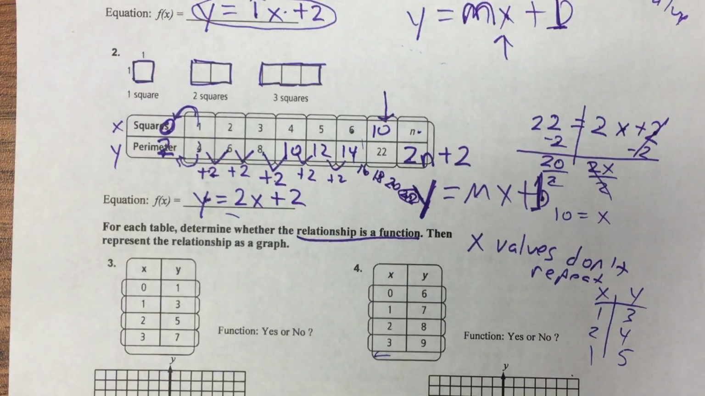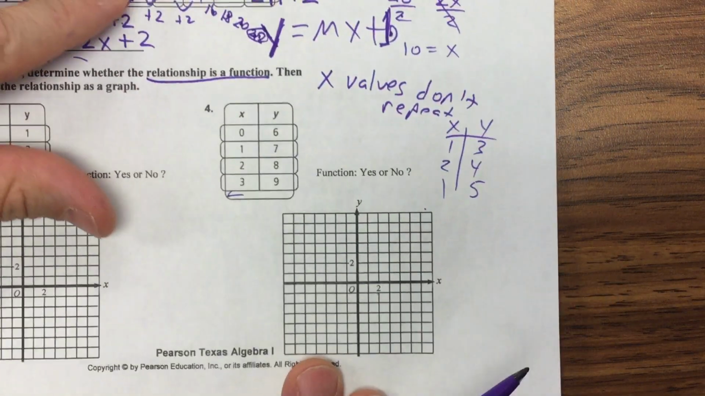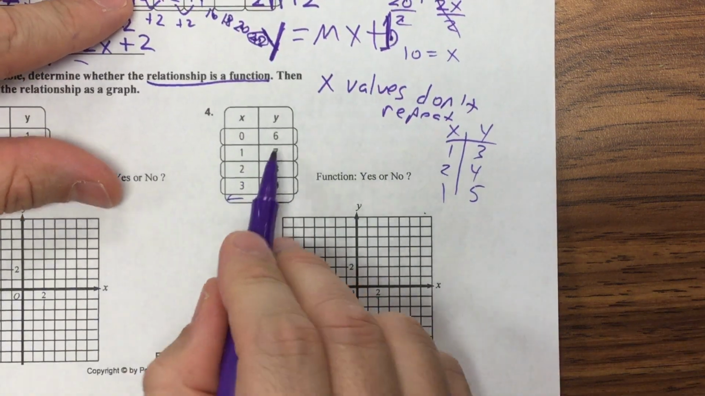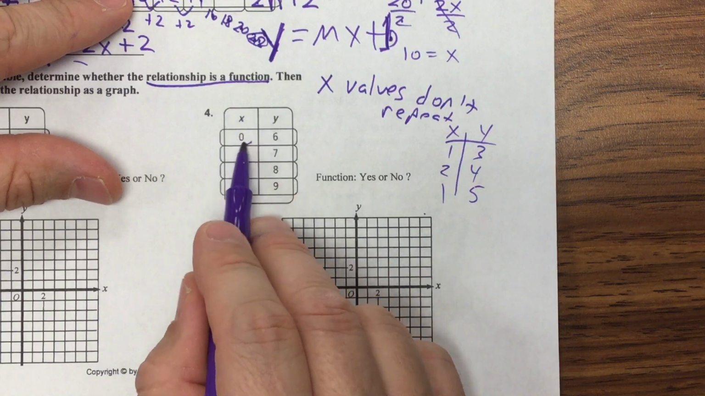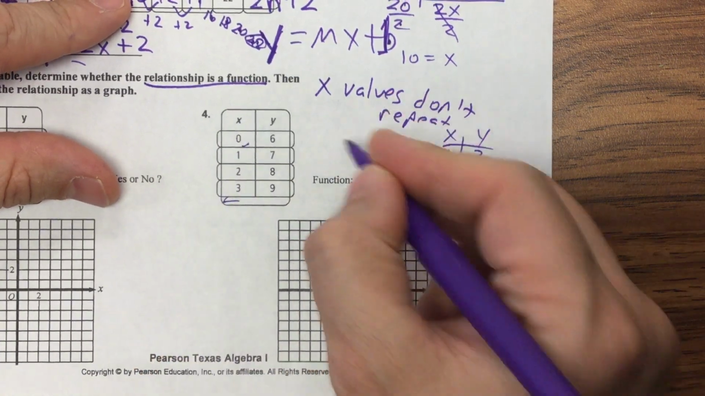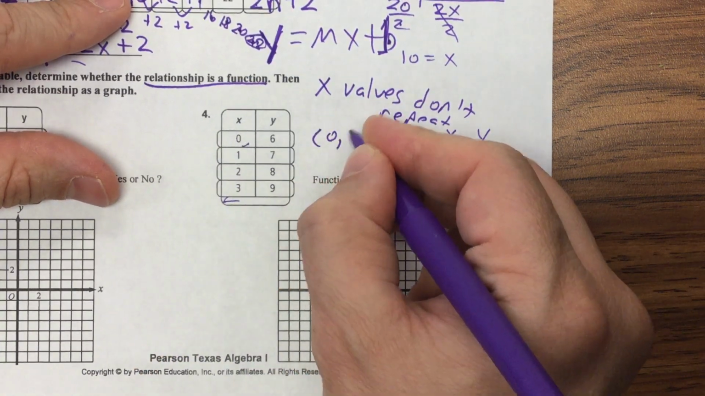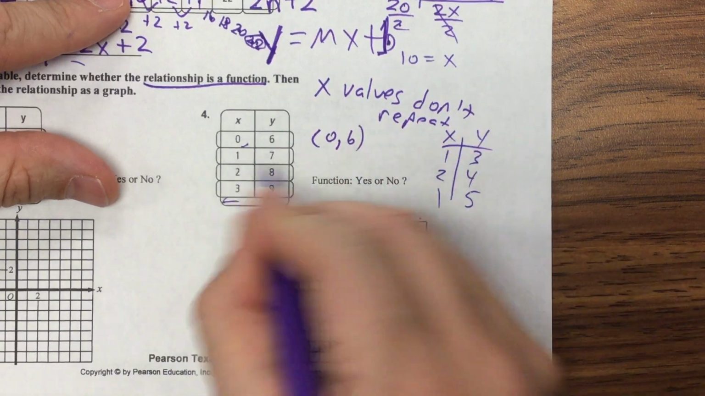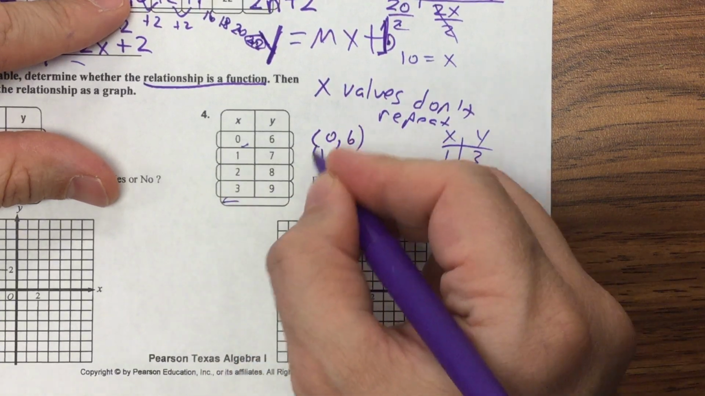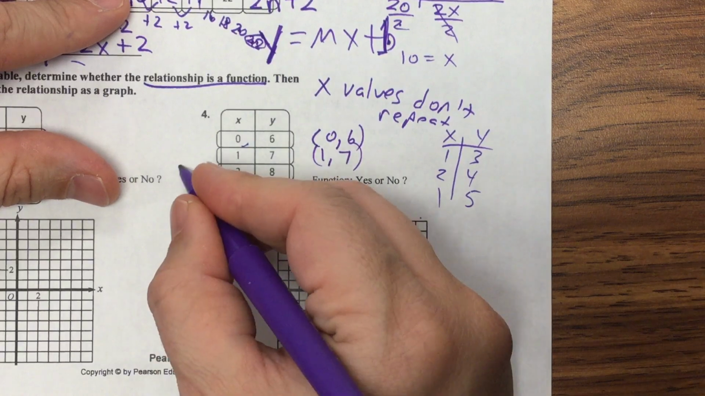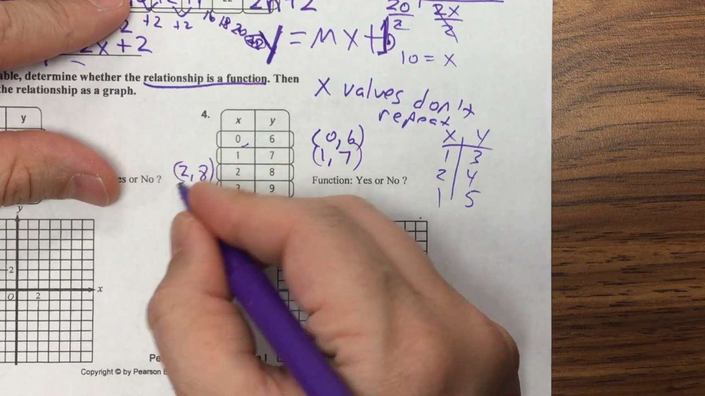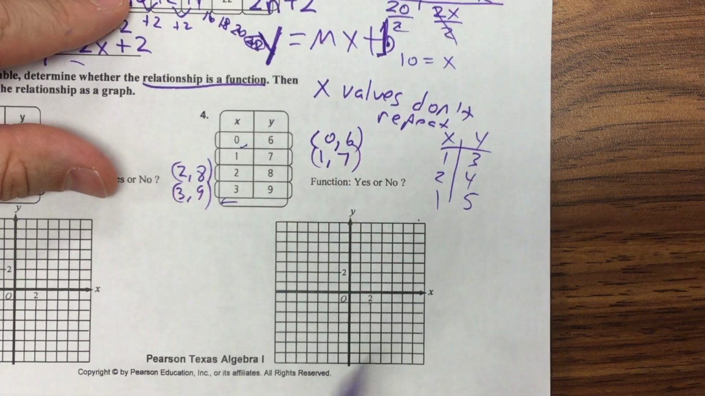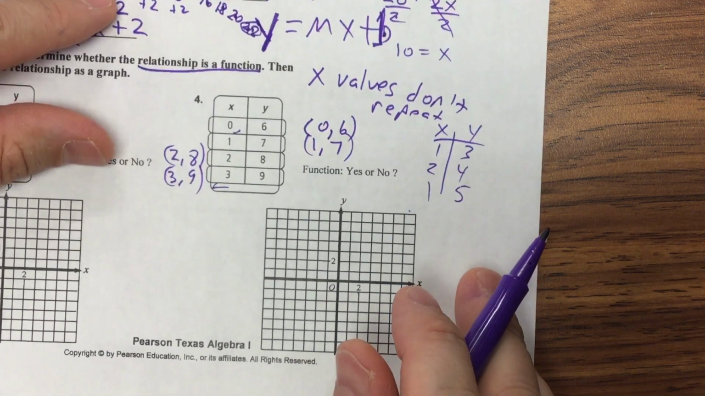Okay, so let's go ahead and do number 4. We have ordered pairs, but they're kind of written in table form, aren't they? So this x of 0, y of 6 can be written as the ordered pair 0, 6. And this one can be written 1, 7. And this one can be 2, 8. And that can be 3, 9. All right? Let's plot these points and see what they look like.